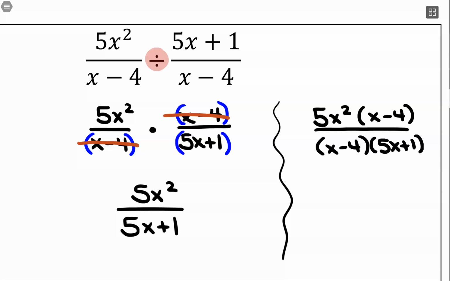And then there we can see the x minus 4 values will cancel. So we'll have the 5x squared over 5x plus 1. So the only difference really is this extra step of actually combining it all together, but you'd see the same pieces that would cancel out and they end up at the solution. So not a huge extra step, but it may be helpful for some of you to write that out rather than canceling in the middle of your work.